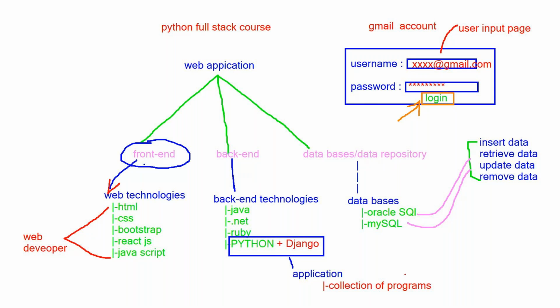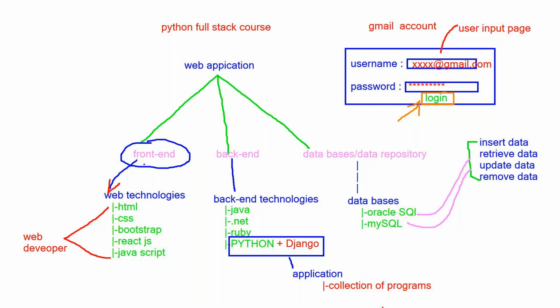Web application means it's not a single program, not a very big program. It's a collection of programs. Your family is a collection of members: brother, sister, mother, father, grandfather, grandmother. These are all members of the family. A family is not a single person. In a similar way, any web application is a collection of programs.